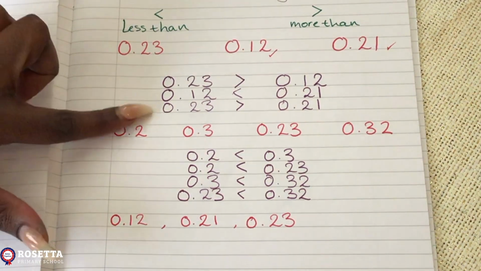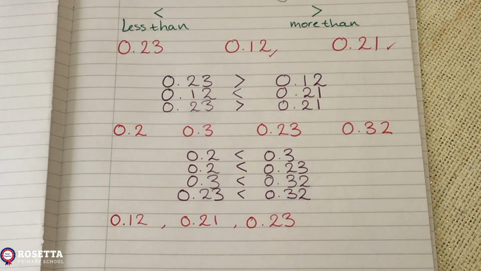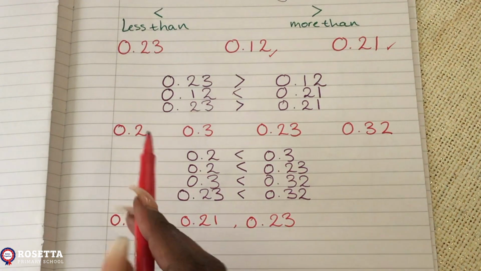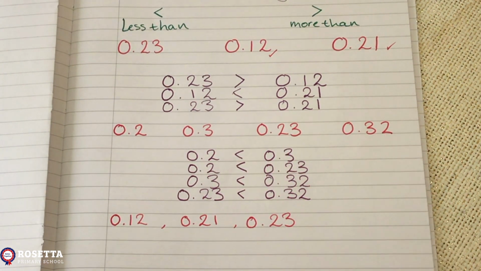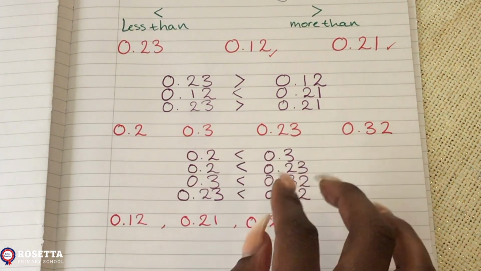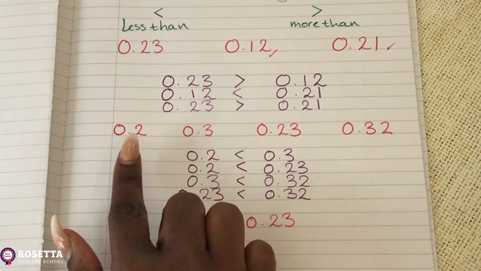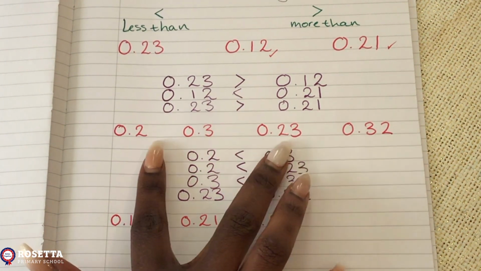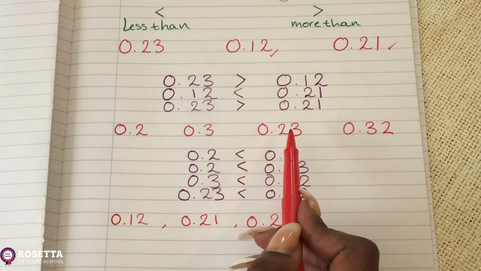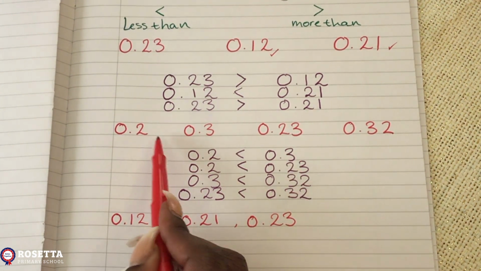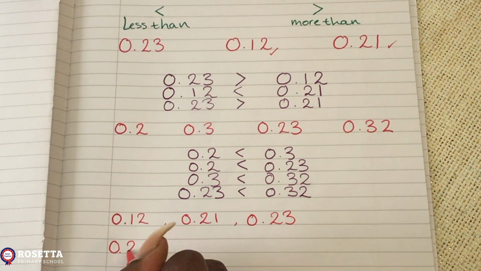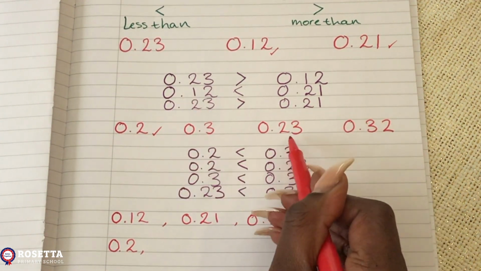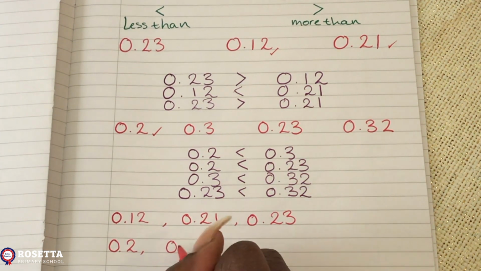So we've compared the numbers here. Now we are ordering them. See if we can do the same with these numbers here. 0.2, 0.3, 0.23 and 0.32. Which of those numbers would be the smallest? They all have no ones, so I need to look in the tenths column. We have two numbers here that have 2 tenths. This number has 3 hundredths and this number has no hundredths. Therefore, this is the smallest number, 0.2. Done.